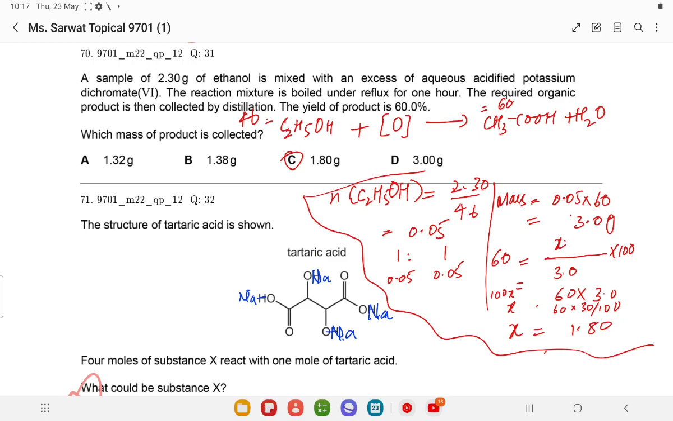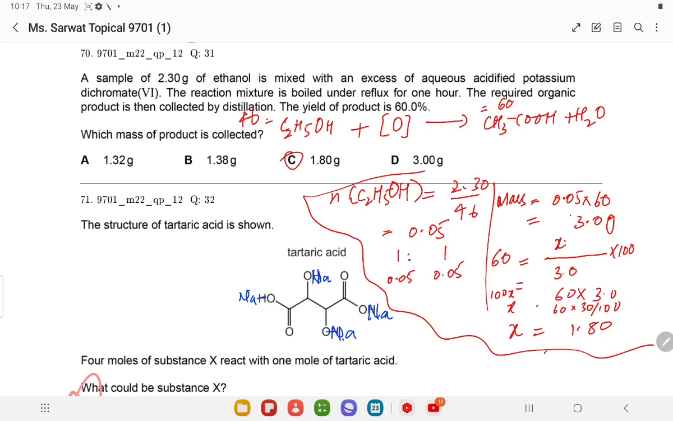In this video I will discuss the second part of the mole calculation from 2015 to 2022 past paper questions. A sample of 2.30 gram of ethanol is mixed with an excess of aqueous acidified potassium dichromate(VI). The reaction mixture is boiled under reflux for 1 hour. The required organic product is then collected by distillation. The yield of product is 60%.